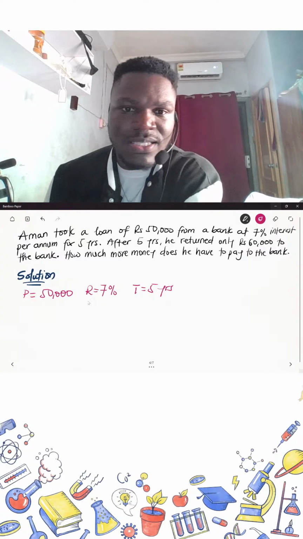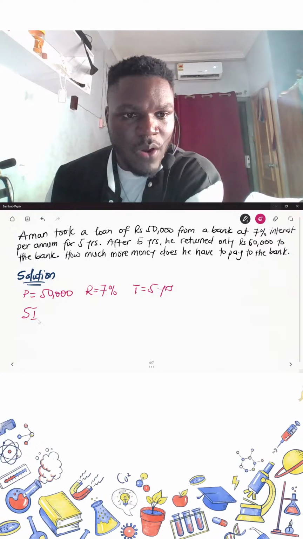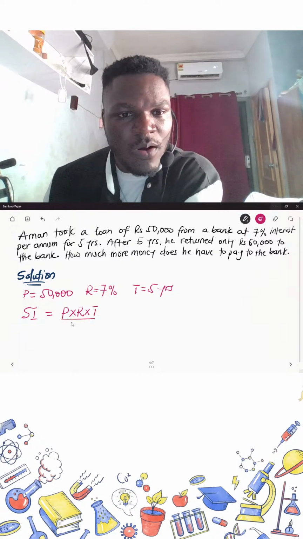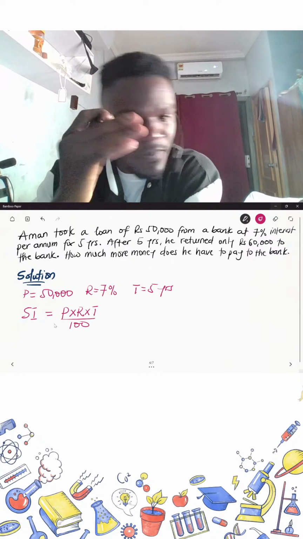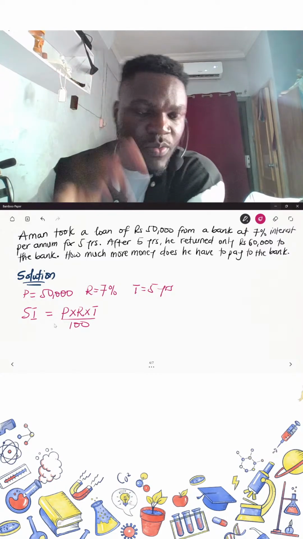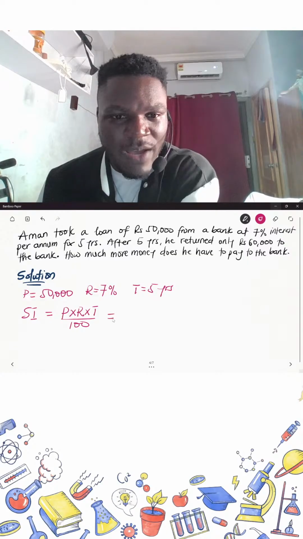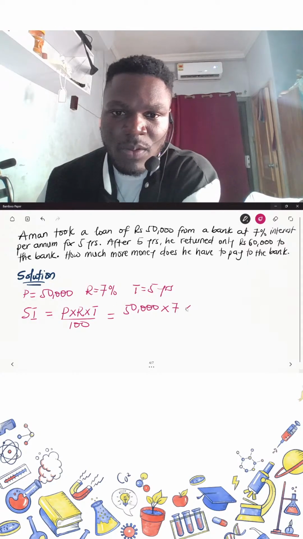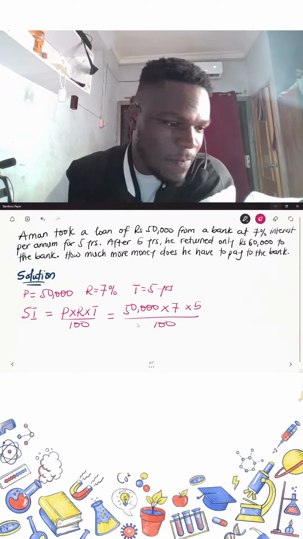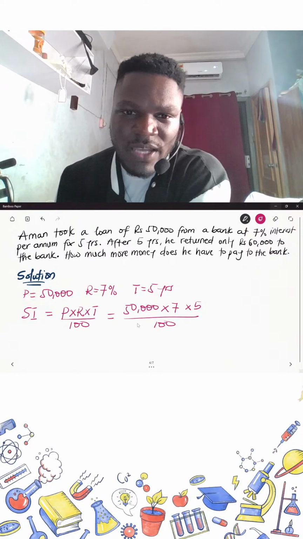So my interest in this case, which we always write as simple interest, is equal to the principal multiplied by the rate multiplied by the time, all divided by 100. Are we okay? So it means we have your principal multiplied by the rate multiplied by the time all over 100. All right, so let's proceed. So over here, our principal is the 50,000 multiplied by the rate, which is 7, then multiplied by the time, which is 5, and we divide all by 100. So this is what we have over here so far.